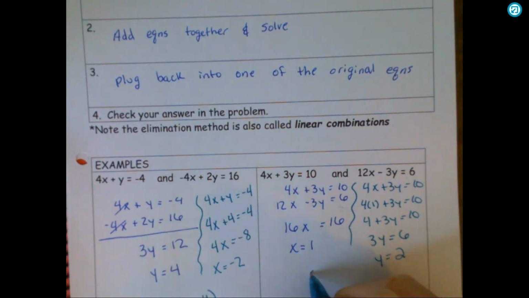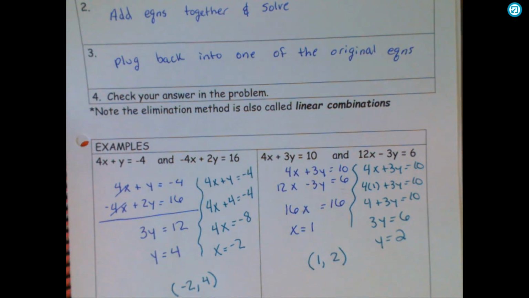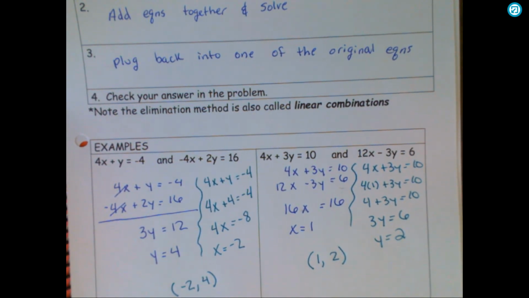And then, as always, make sure your final answer is in parentheses. It's an ordered pair. So we get 1, 2 as our final answer. We go ahead and plug in to check to make sure we did it right. I'll probably just use my calculator for that. It works out for both equations, so we are good.